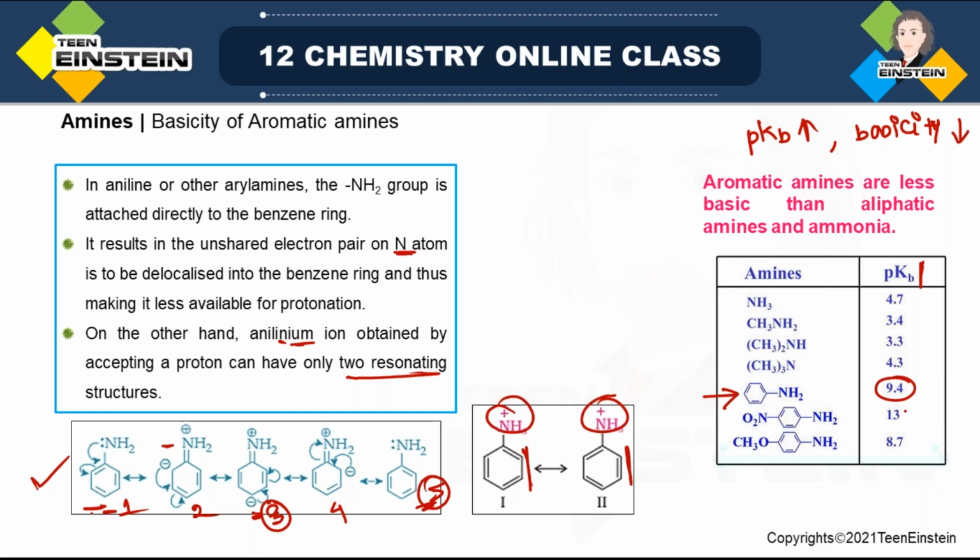Sorry, not 9.4. Sorry, this one. This is the least basic, and the reason is the NO2 group, which has a minus R effect. Because of the minus R effect, now the lone pair availability is even lesser. Just compare these two. In aniline, you do not have any other group. It is 9.4. But when you have an electron withdrawing group, now lone pair availability is further reduced. So now the pKb value is 13.